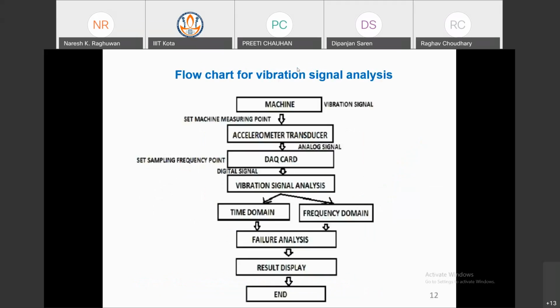So there is an accelerometer for capturing the vibration signals, and how the signals go from the machine to the display, and for analyzing whether a fault is there or not. Some flow chart I have given here for the vibration analysis. The machine is at the top. So vibration signals will be there in the machine.